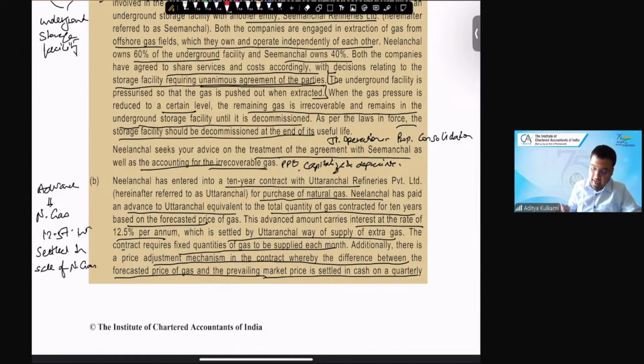This advance amount carries interest at the rate of 12.5% per annum, which is settled by Uttaranchal by way of supply of extra gas. Listen carefully, I have paid an advance. The advance is paid for the total gas contracted amount for 10 years. This advance has an interest levy of 12.5%. That interest also is not coming in cash, it is coming in the form of additional gas. Are you able to follow?